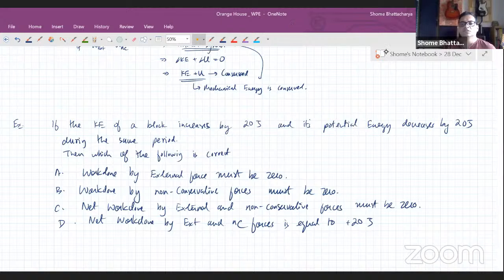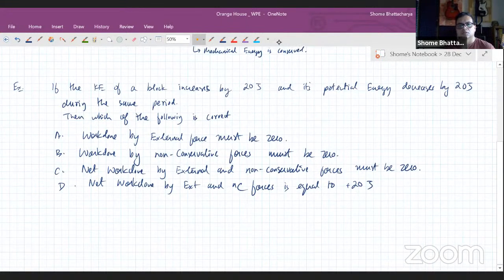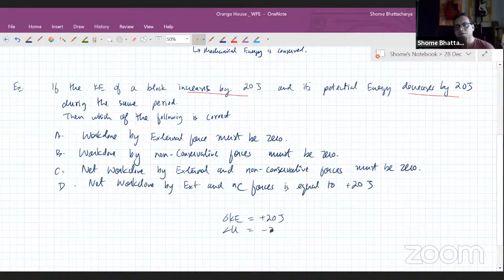Yeah, so please send me a text message indicating which answer is correct here. See, from what is given in the question, you can understand that the change in kinetic energy is plus 20 joules. The change in potential energy is minus 20 joules because it's saying the potential energy is decreasing.